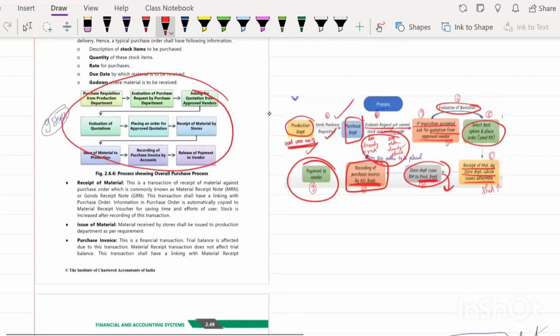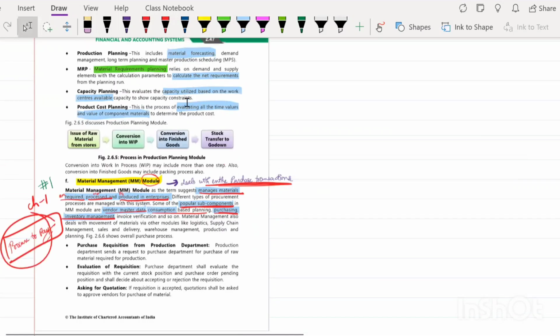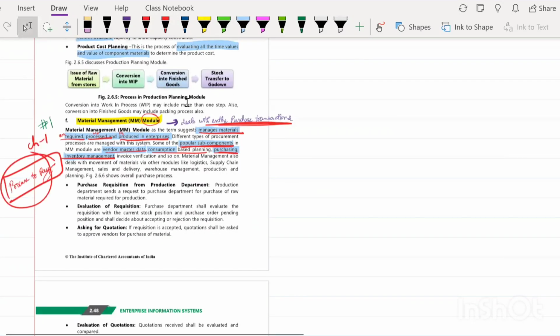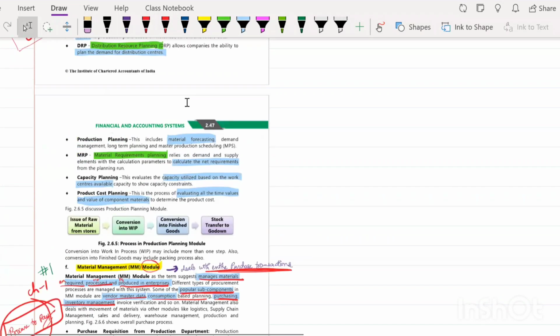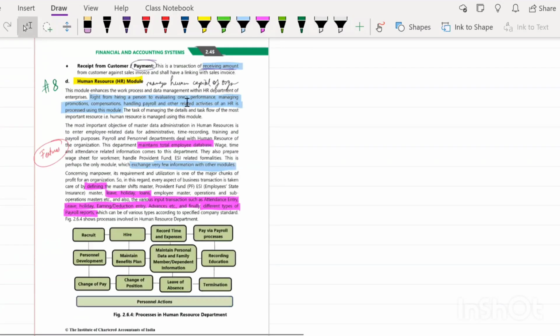This is what has also been explained here. You can give it a read. So this is the process, and this is how your material management module will work. It will help in the working of this process only. Okay, so after this, yeah.